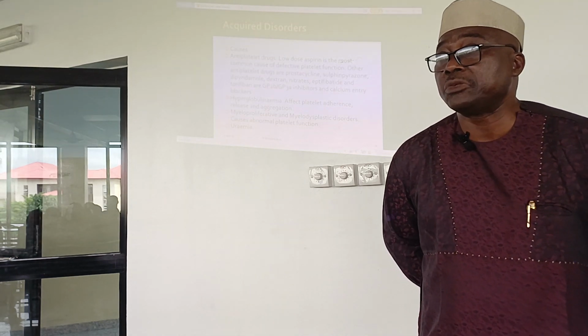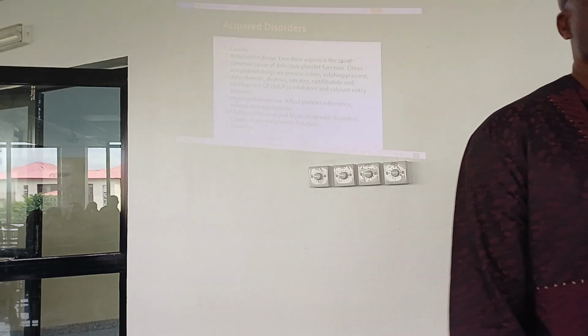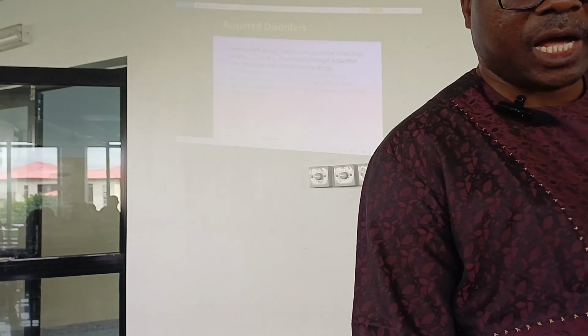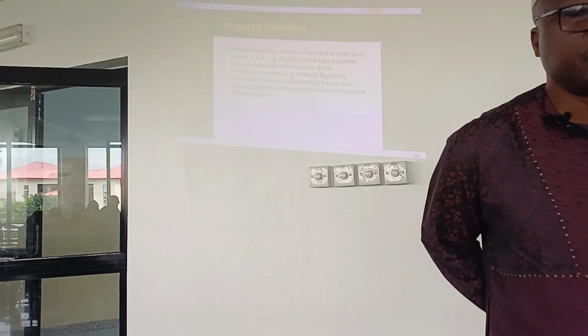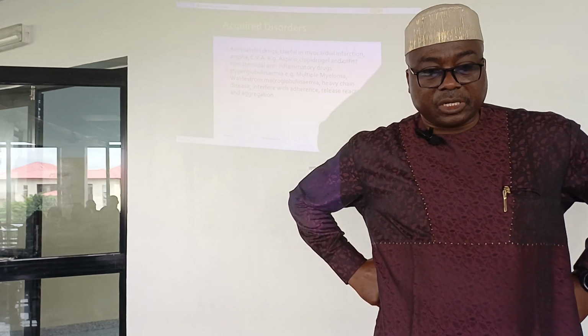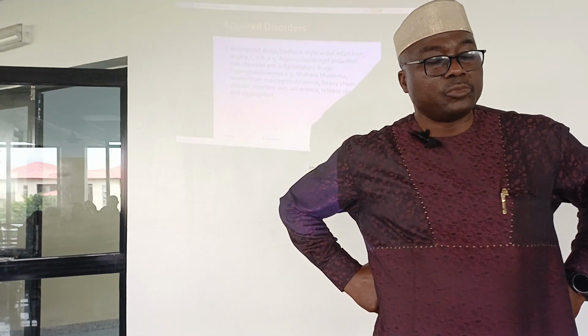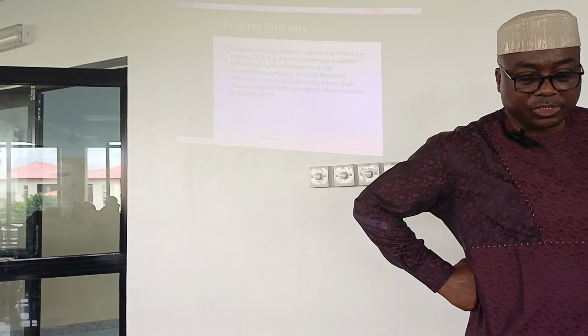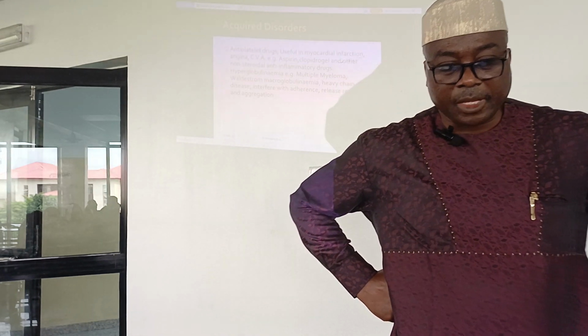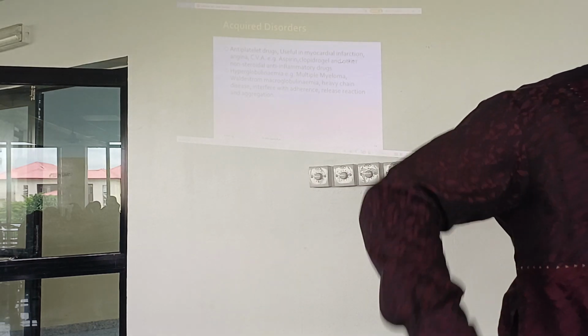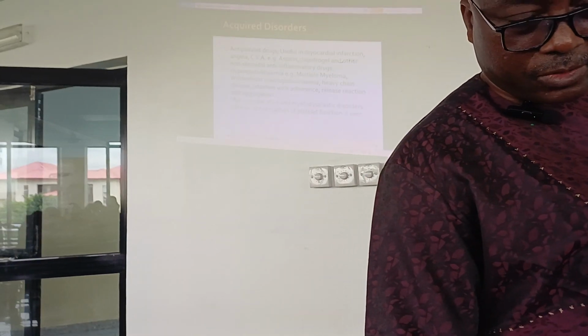Uremia can also cause bleeding due to abnormal platelets. These are the acquired causes. The antiplatelet drugs I've mentioned: aspirin, clopidogrel, and non-steroidal anti-inflammatory drugs will also cause abnormal platelet function. I mentioned hyperglobulinemia, multiple myeloma, Waldenström macroglobulinemia, heavy chain disease will cause abnormal platelet function. MPD, okay, I've discussed this.